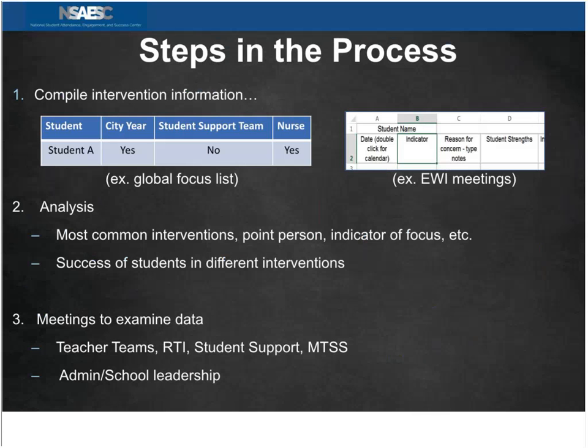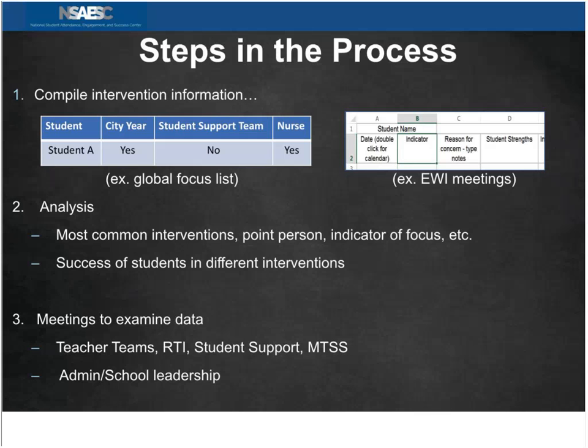Let's take a closer look at the steps in the actual process. The first thing you're going to do is compile the intervention information. Some people will use Google Docs. Some people will use an Excel spreadsheet. Some schools and districts have a part of their actual dashboard, their EWS dashboard, where they house this intervention information. What you see here is just an example of what compiling that intervention information can look like, and there are two different examples here. The next thing you're going to do is analyze.